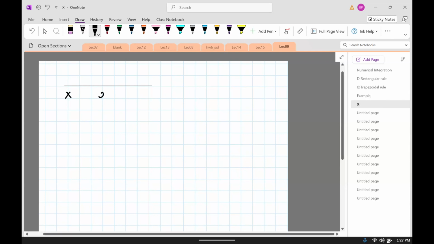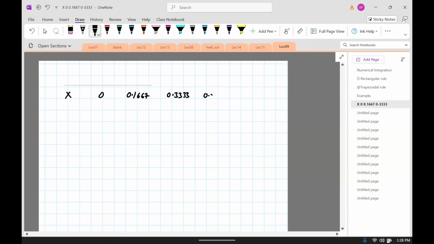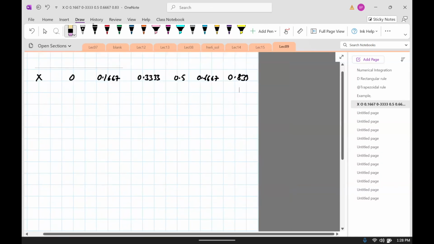So just create a table for this. We have x: 0, 0.1667, 0.33, 0.5, 0.6667, 0.8333.